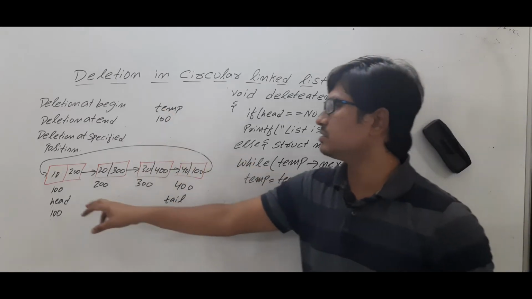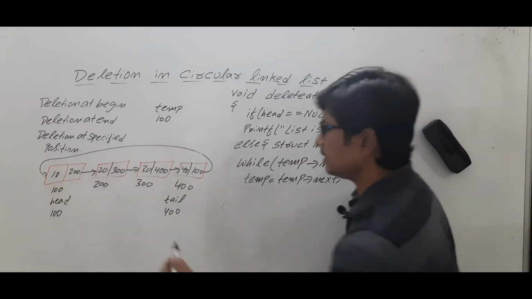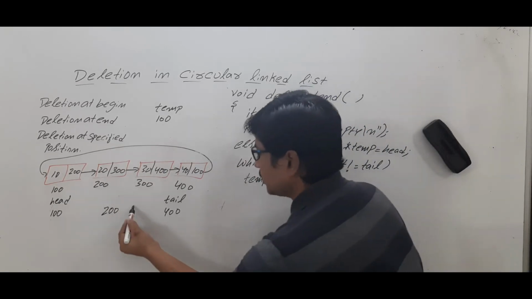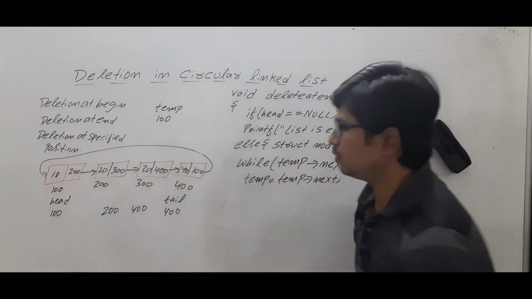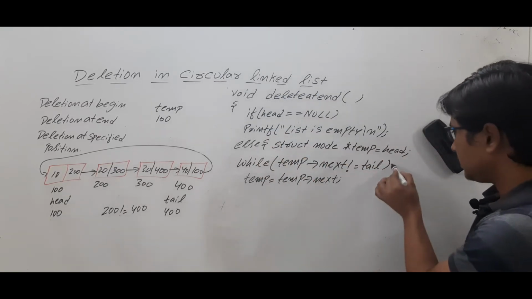What is temp? It consists of 100. 100 of next is what? 200. What is the tail value? Tail value is 400. Is 200 equal to 400? No, 200 is not equal to 400. So this condition is true.